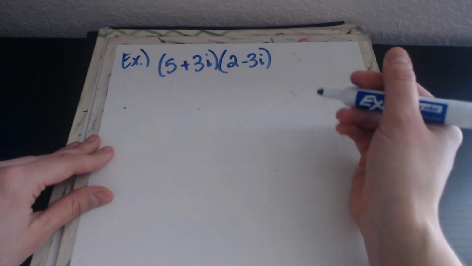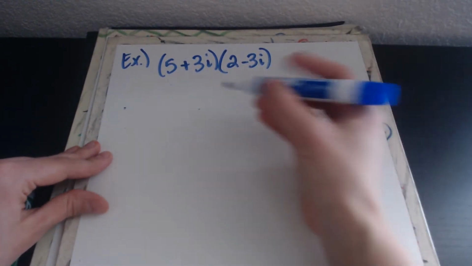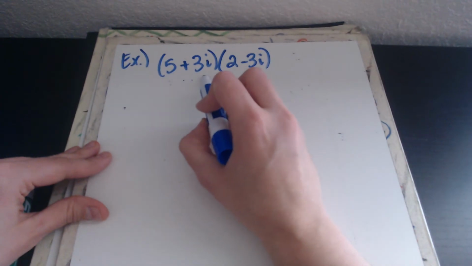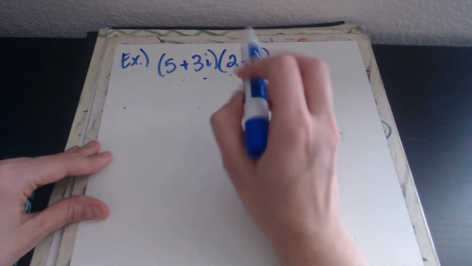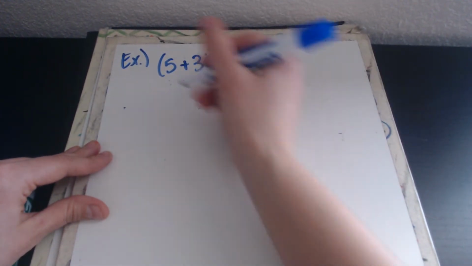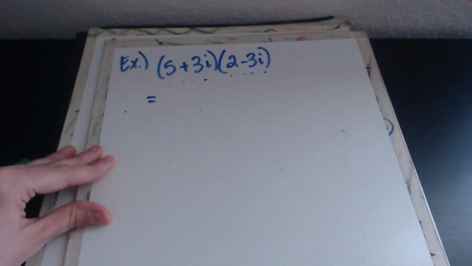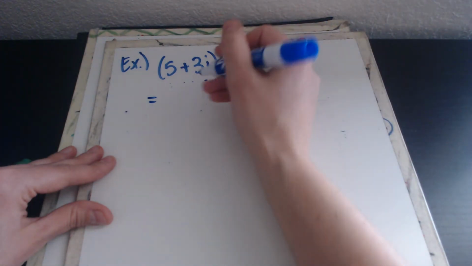Okay, so now if I'm multiplying two complex numbers, you can see this is a plus bi. There's one, a plus bi, there's two. I double distribute just like I would with x's, or variables. So, there we go. Okay, so we're going to double distribute.